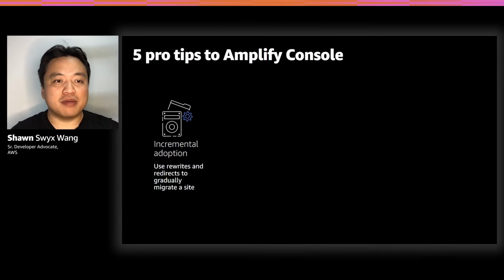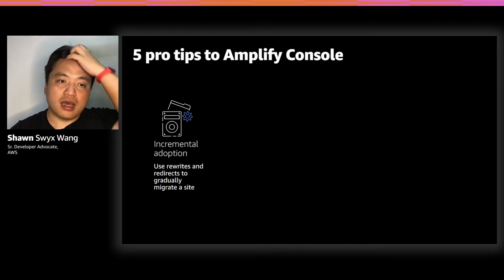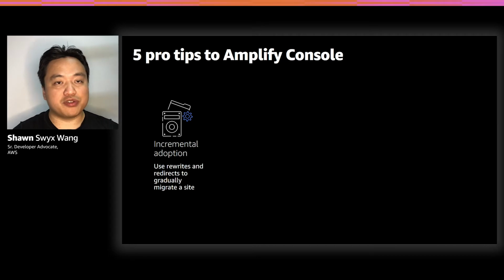Okay, so 5 pro tips. The first is you can use it as part of incremental adoption. So you can migrate a WordPress site onto Amplify Console, still using WordPress under the hood, but you can use rewrites and redirects to gradually migrate portions of a site over incrementally as well. So you don't have to dump your entire old stack to use this thing.